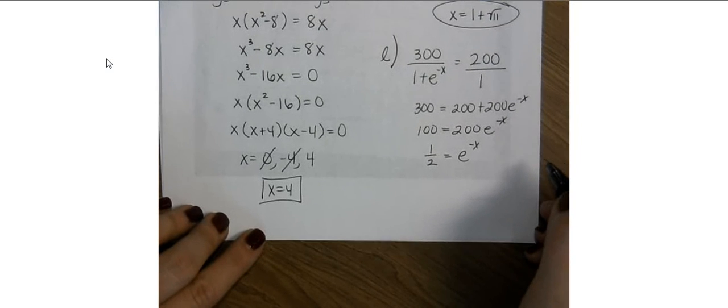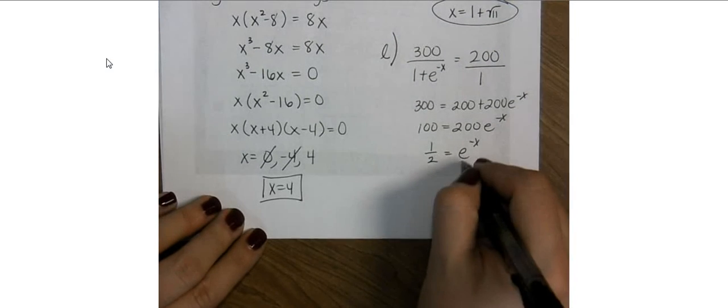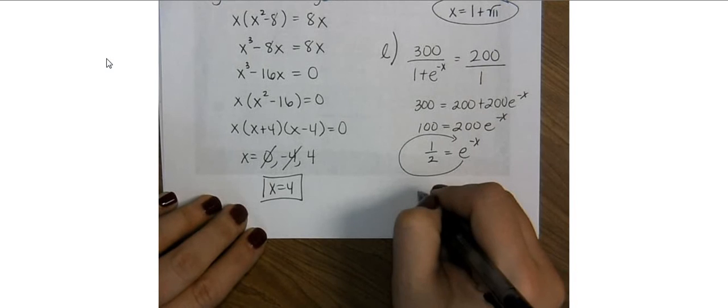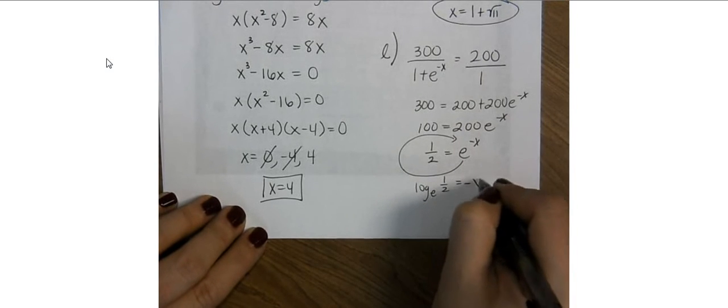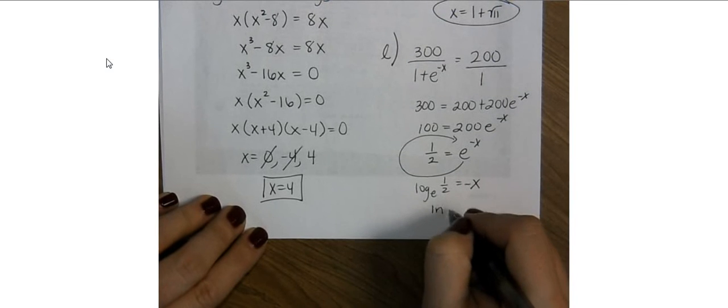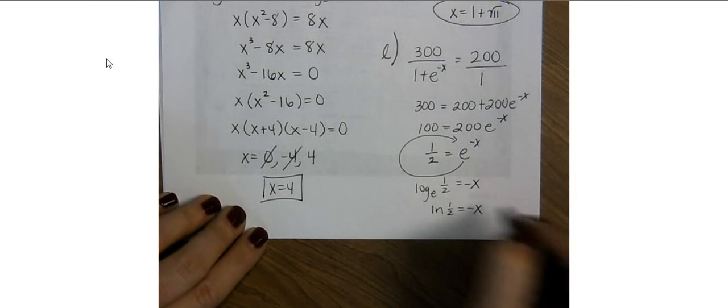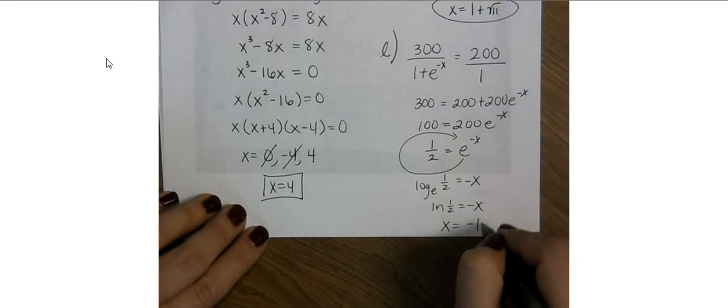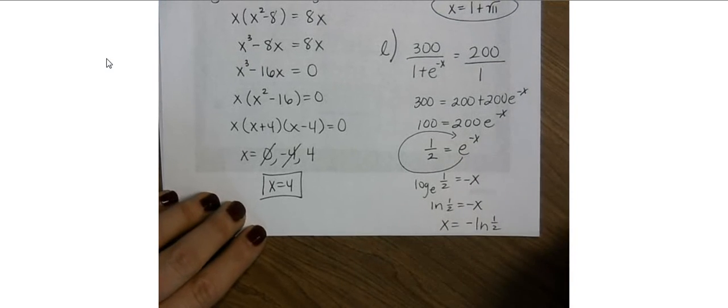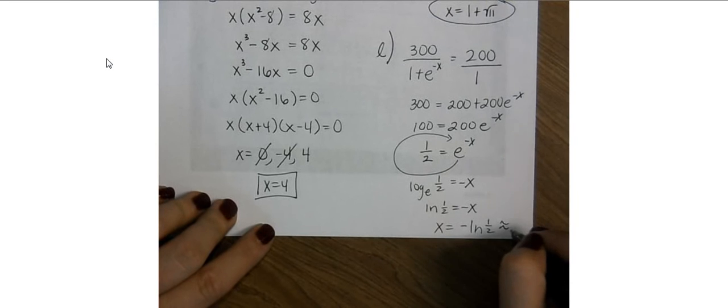And then I can convert. So now I got to convert to natural log. So I have the log base e of 1/2 equals negative x, or the natural log of 1/2 equals negative x. Divide by the -1, and I get negative natural log of 1/2. And then when you put that in your calculator, that gives you 0.693.